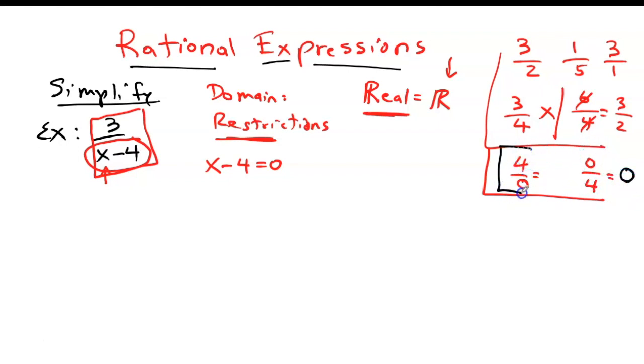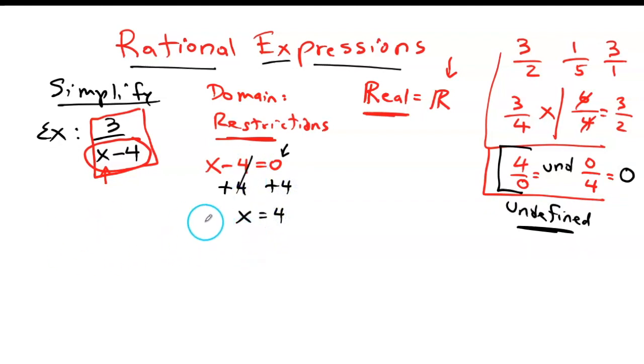But here comes the problem. Any number divided by 0 is undefined. I cannot divide by 0. Any number divided by 0 cannot happen. It's not possible. Your calculator is going to give you an error message. That's the reason I'm looking for the values of x that will make my denominator equal to 0. Whatever is in the denominator, make it equal to 0. And from there, I find the value of x, which in this case is 4.